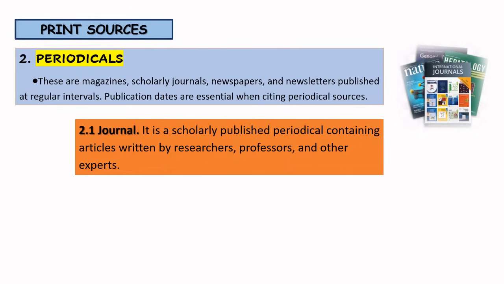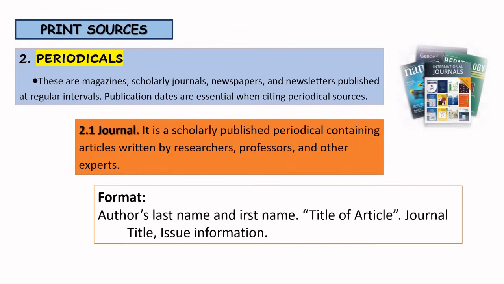This is the sample format of writing a journal bibliography. Author's last name and first name, period. Title of article, period, and closed in quotation marks. Journal title, comma. Issue information, period. Here is the sample. Just follow the format given.